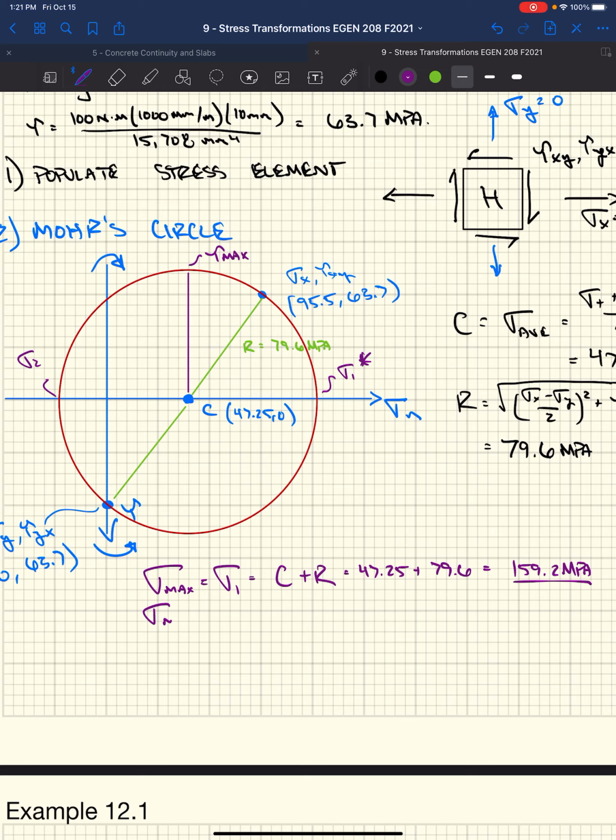Our minimum stress, which is our sigma 2, or our second principal stress, is going to be the center minus r. We're starting at the center, and we're going to go all the way over to sigma 2. So we're going to take the center minus our radius. Well, we get 47.25 minus 79.6, or we get minus 32.36 megapascals, right? Compression.